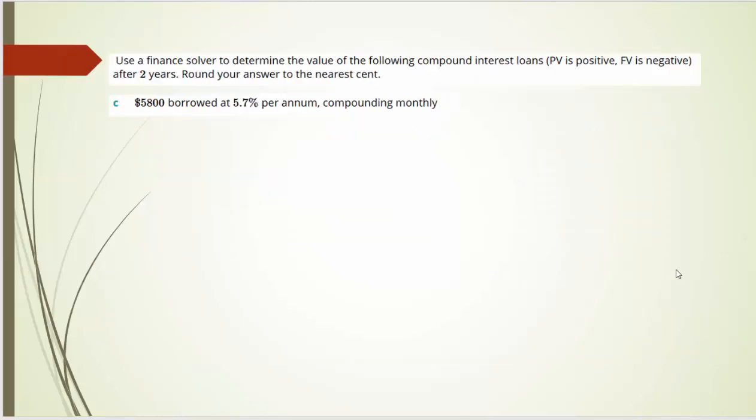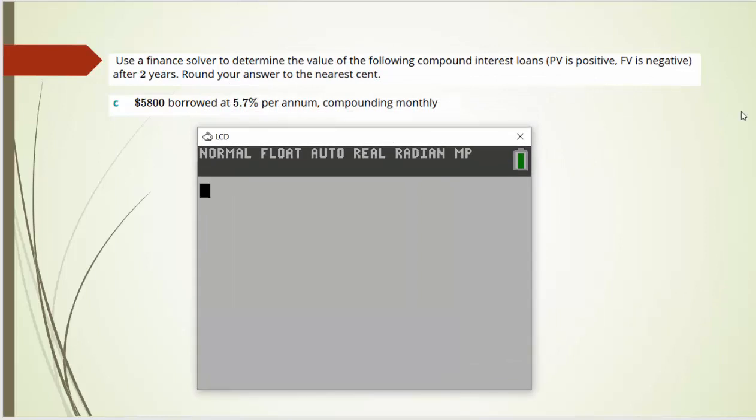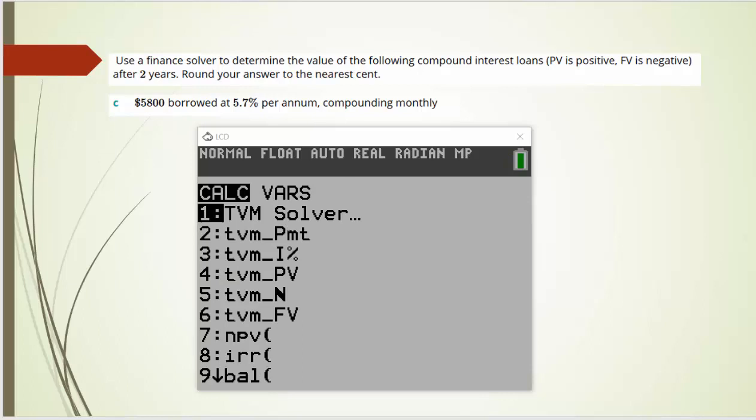Alright, now let's do this in practice, and we're going to use another button called Alpha Solve to do this. So here's my calculator. We've got to use a finance solver to determine the value of the following compound interest loans. This is question 1C of the book, after 2 years, and it's $5,800 borrowed at 5.7% per annum compounded monthly. So I'm going to go Apps and Enter on Finance, and it comes up to the TVM Solver and a few other things, and press Enter again.